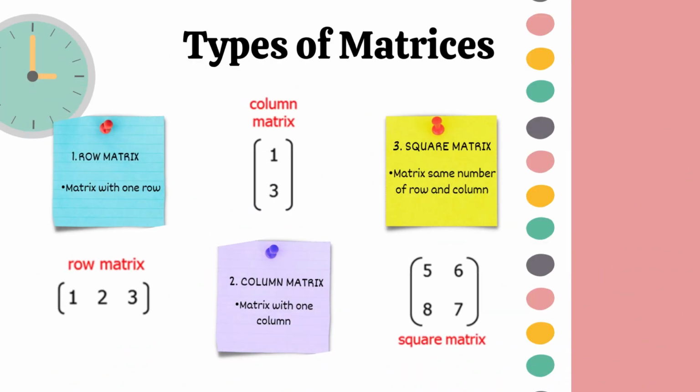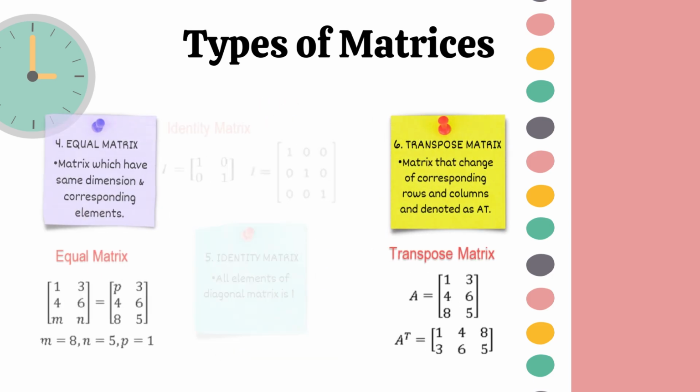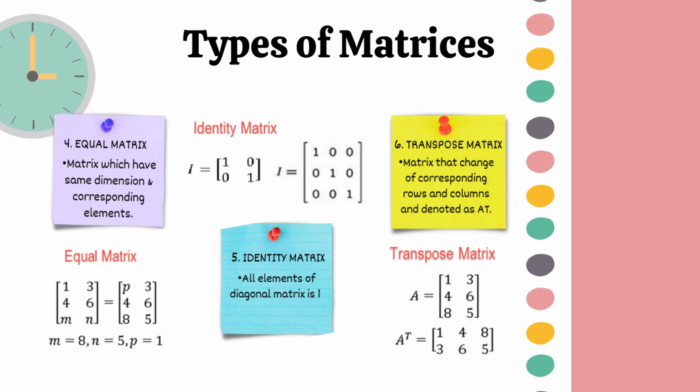There are several types of matrices you will learn in this topic. A row matrix has only 1 row, while a column matrix has only 1 column. A square matrix has the same number of rows and columns. An equal matrix means 2 matrices have the same dimensions and all their corresponding elements are equal.